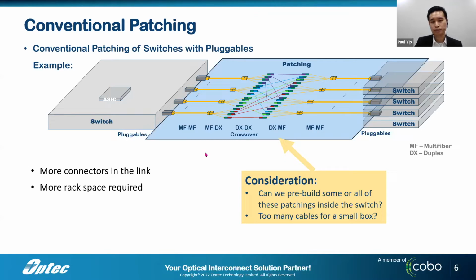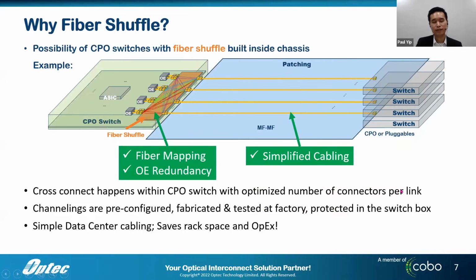We see there is room to improve that, and it also takes up a lot of space. So the question is, can we put all these cables inside the chassis, which is a 1U form factor? Would there be too many cables? The answer is yes for us.